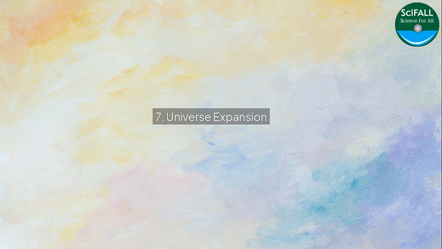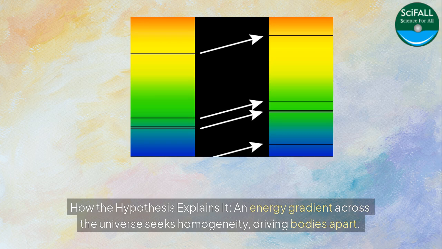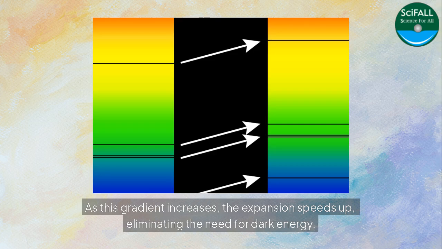7. Universe expansion. What we observe. The universe is expanding, and the expansion is accelerating, often attributed to dark energy. How the hypothesis explains it. An energy gradient across the universe seeks homogeneity, driving bodies apart. As this gradient increases, the expansion speeds up, eliminating the need for dark energy.